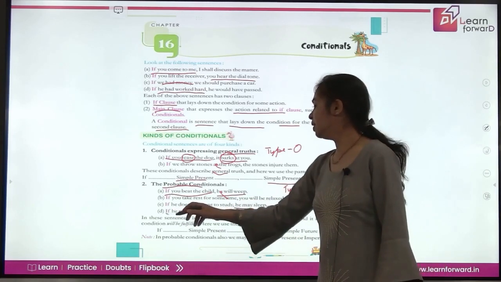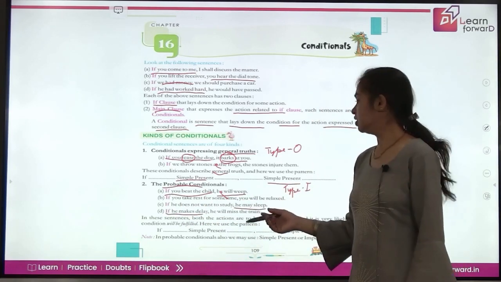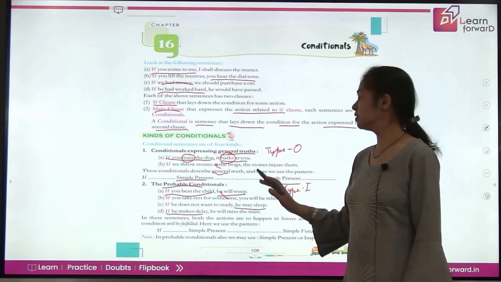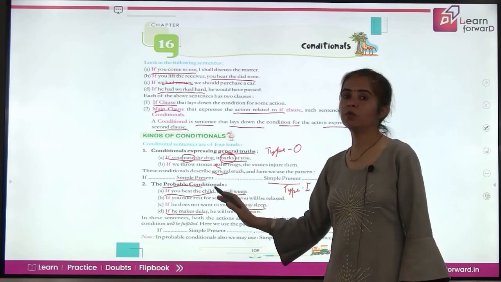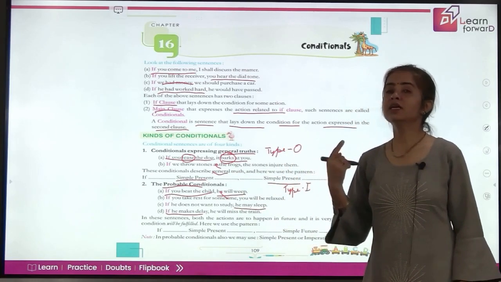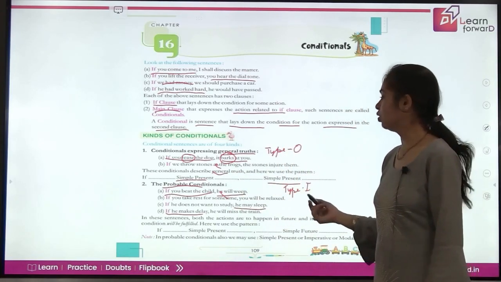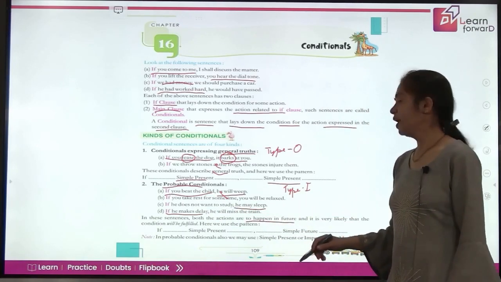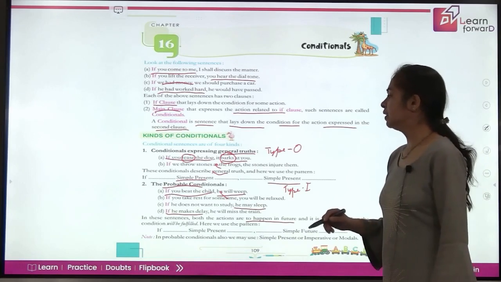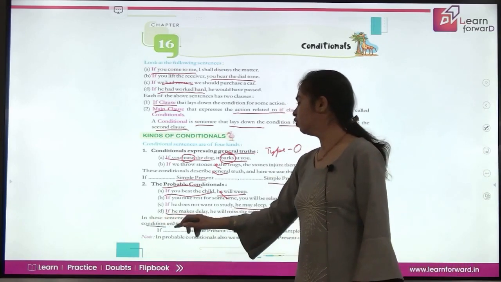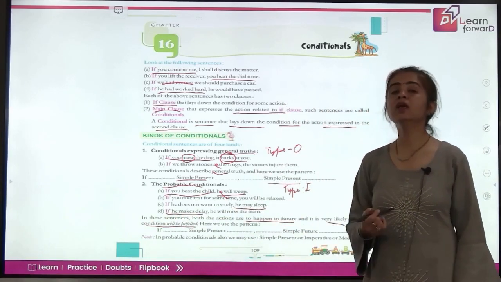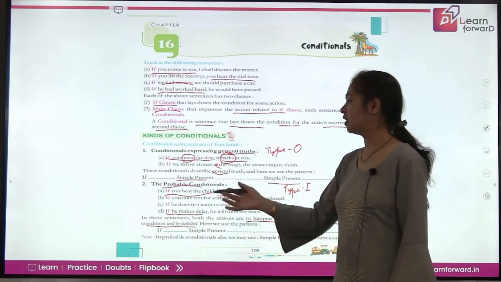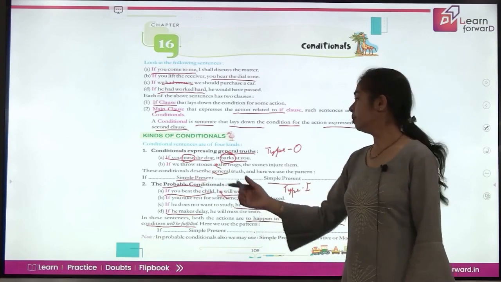Next, if he makes delay, again a condition, he will miss the train. Now, in all these, this is type 1 in which we are talking about probable conditions. That means there is a possibility of happening of these. So, in these, both the actions are to happen in future, and it is very likely that the condition will be fulfilled. So, the fulfillment of the conditional clause is very likely here. That is why we are calling them the probable conditionals.